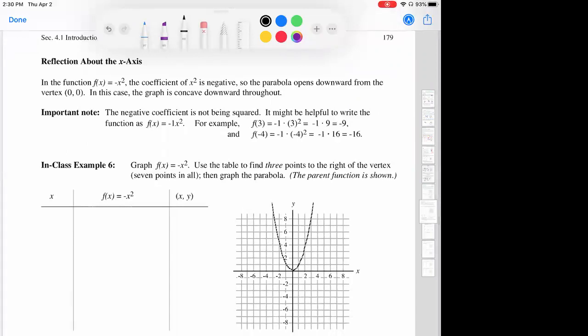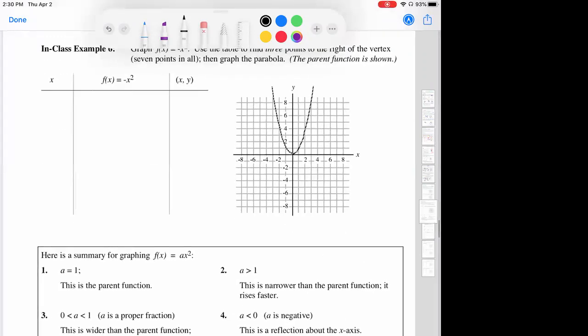And if we add a negative reflection about the x-axis, it flips it over. So if we want to graph negative x squared, we would see that it would just be the same graph, just pointed downward.